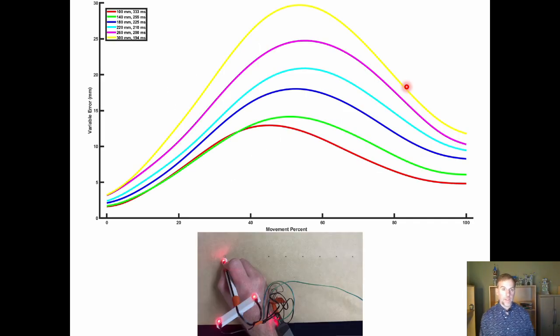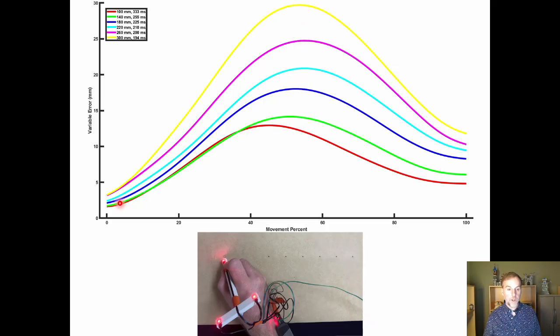So what did I find? So here's the experiment. You're moving to these 6 different targets, and we're looking at your spatial variability. Here I've called it variable error. So think of it as your spatial variability throughout your movement. And the red condition here, this is the spatial variability for the first target, and then the green is the second, third, fourth, fifth, and sixth.